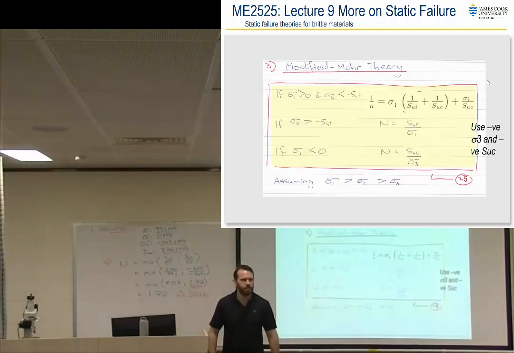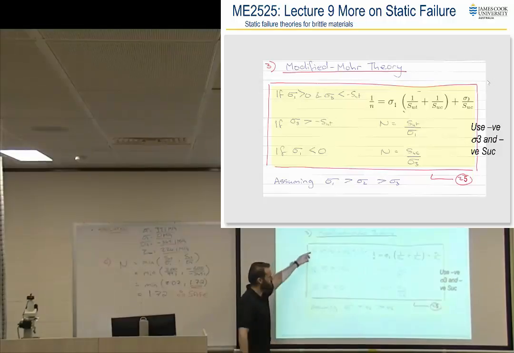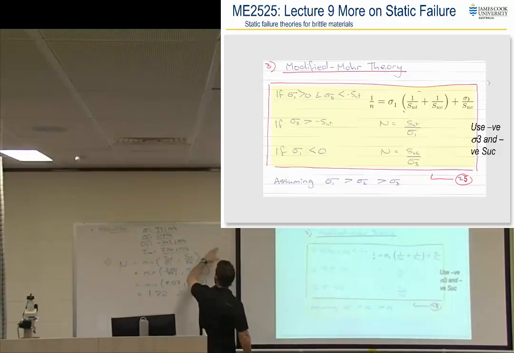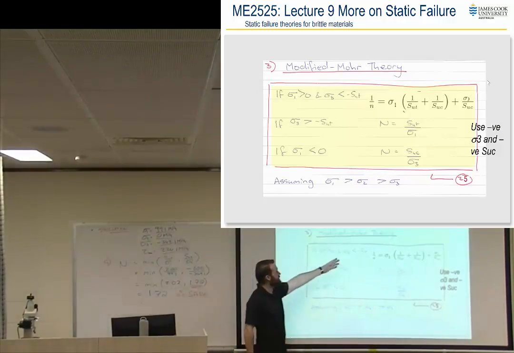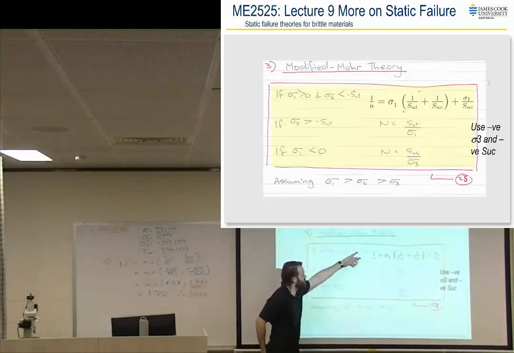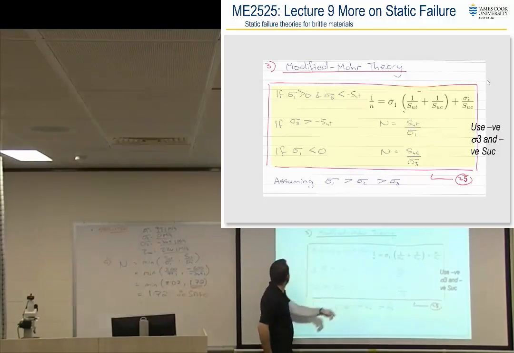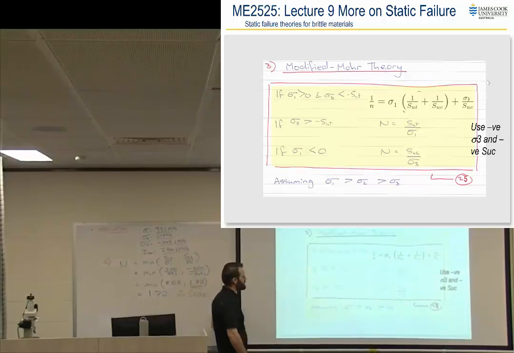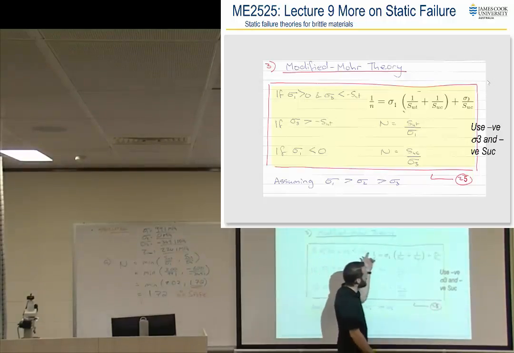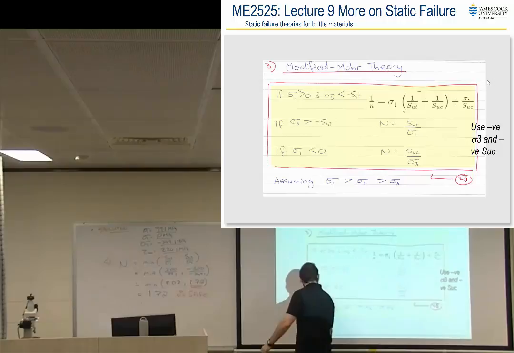Right, how are we going? Have another go. Which one of these equations applies, guys? First one, so sigma 1 is indeed greater than 0. Sigma 3, SUT is 200, so negative 200. We are at negative 350, so obviously we're in this category. Sum a bunch of numbers into that.